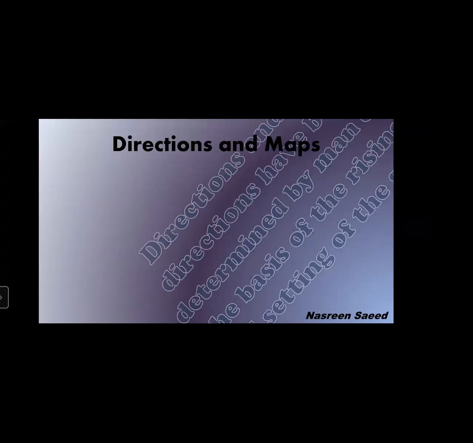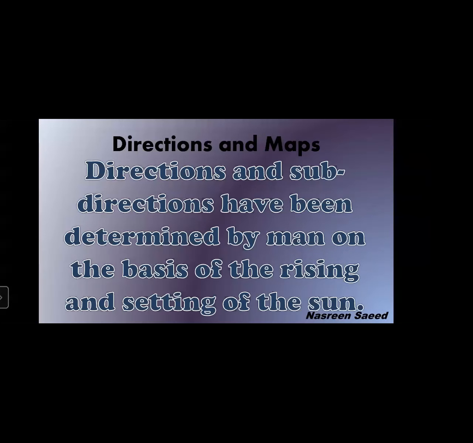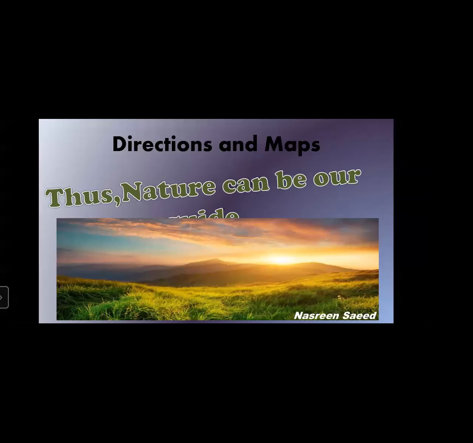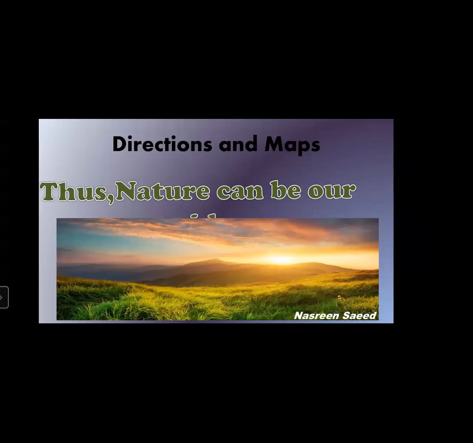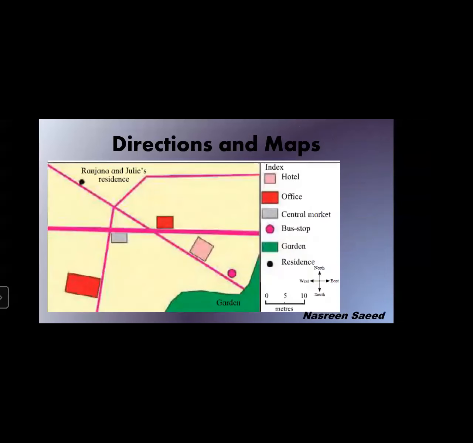We have to always remember, directions and subdirections have been determined by man on the basis of the rising and setting of the sun. Now we made a compass rose. For making a compass rose also we need the rising sun and the setting sun. So directions and subdirections have been determined by man on the basis of the rising and setting of the sun. So this shows that nature can be our guide. What does this show? That nature can be our guide. Nature helps us in finding the directions. Okay.